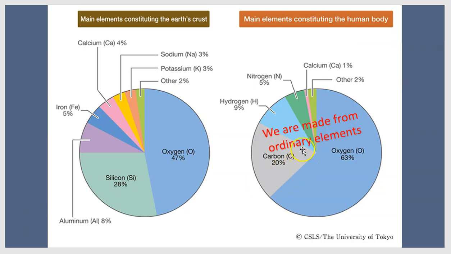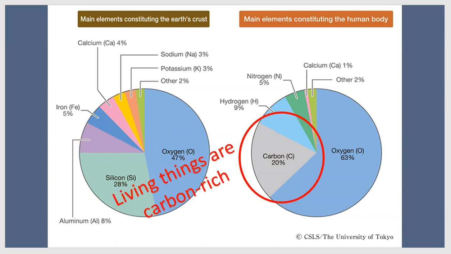So, first thing to note is that living things are made from ordinary elements. Oxygen and carbon and hydrogen and nitrogen are just ordinary elements. Non-living things, like the planet itself, are made of the same kinds of elements. But there is an interesting difference. Living things are carbon-rich. So, as a percentage of the material that makes up a living thing, there's much more carbon in a living thing than there is on the Earth as a whole.